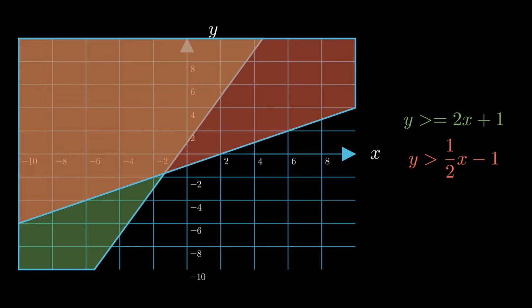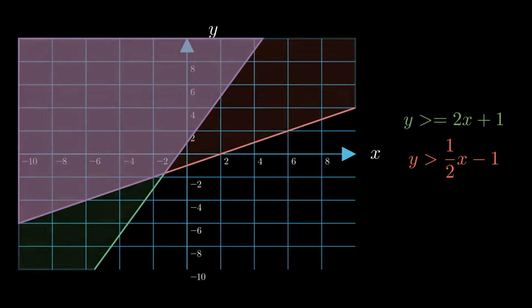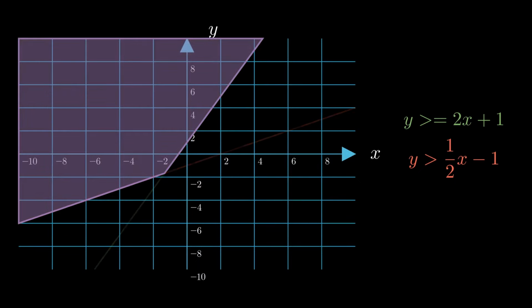We need to find the region that solves both inequalities, so that would mean we need to find the overlap of the green and red region. So let's ruin our lovely Christmas theme and add the color purple. We finally have the solution region for this problem. As we can see, the purple region, the overlapping region, does not include quadrant 4 of the xy plane.